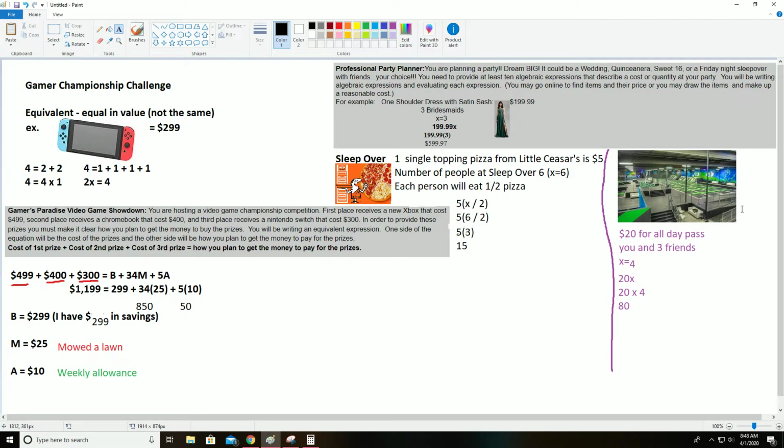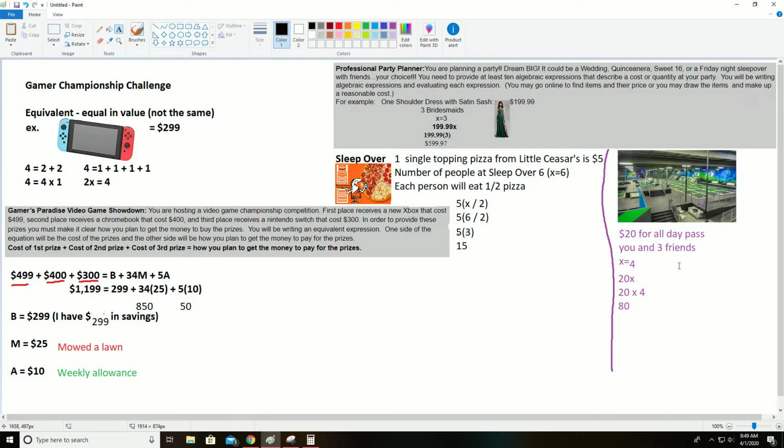Last but not least, I decided on a second example, because if you go back up here and look, it wants you to make 10 algebraic expressions. Since I have to make 10, I gave you 2 examples.